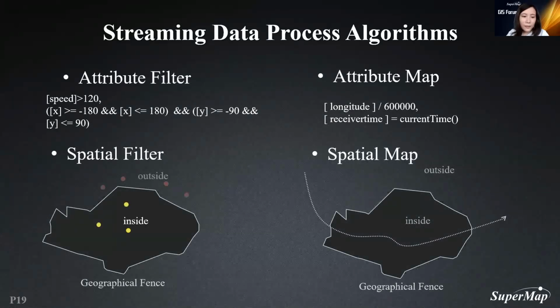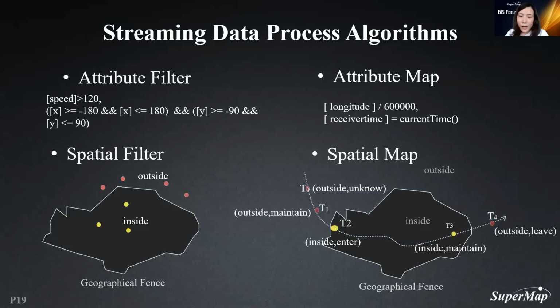And this is based on the geographical fence, which is an area defined in advance that we are interested in. We could use spatial filter to find if the spots are inside or outside of the geographical fence. And using spatial map, we could find not only the location, but also the status of the spots.